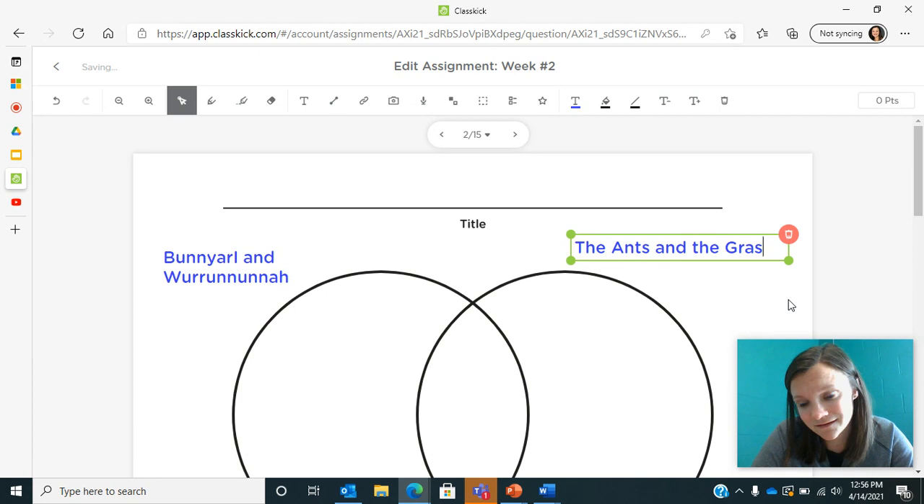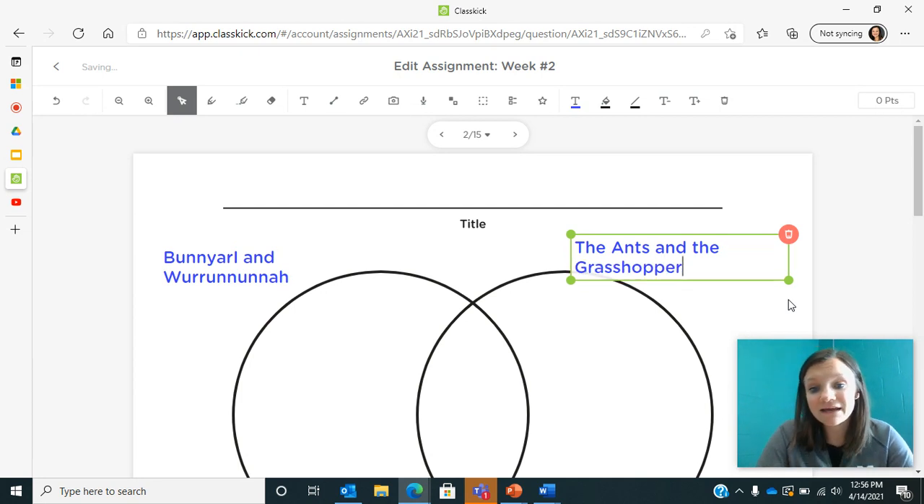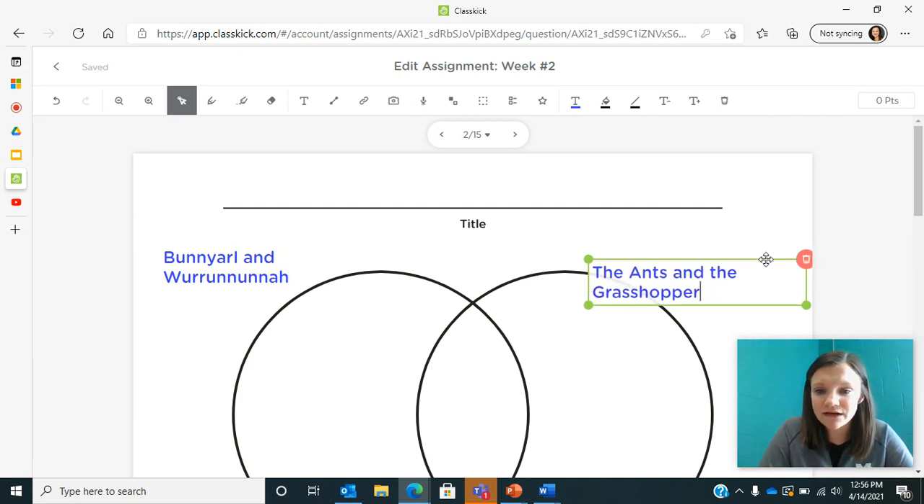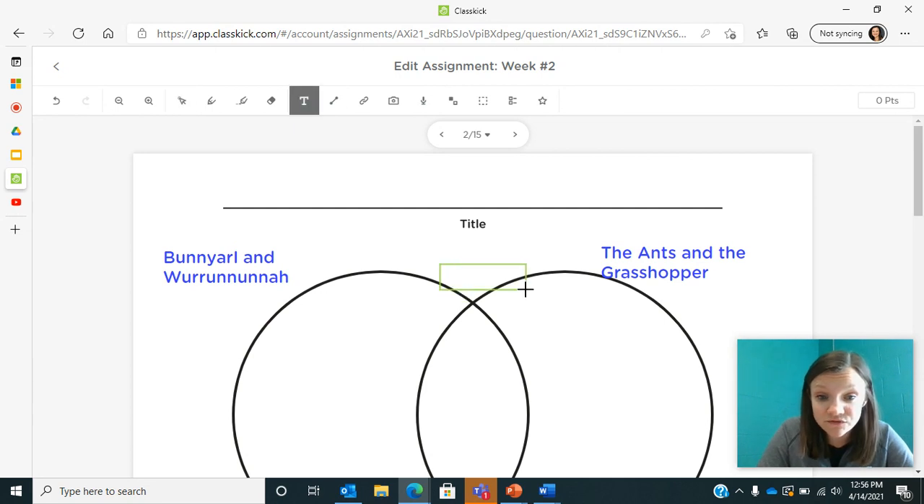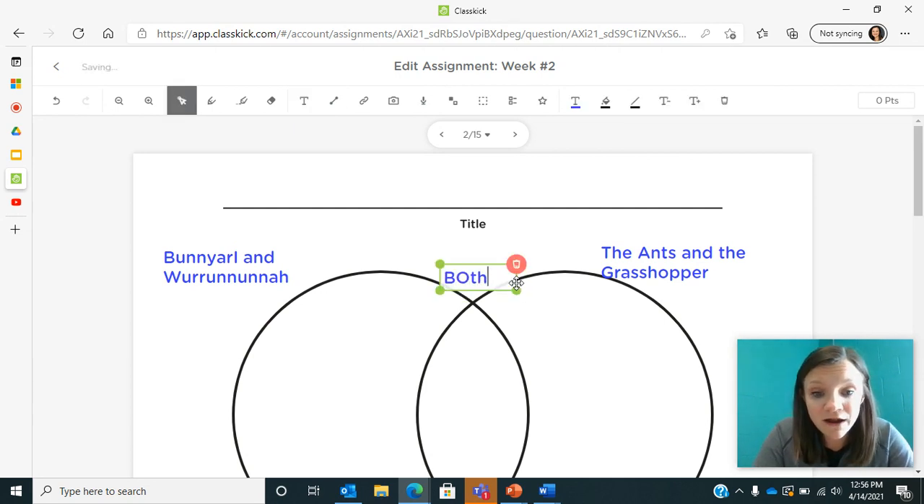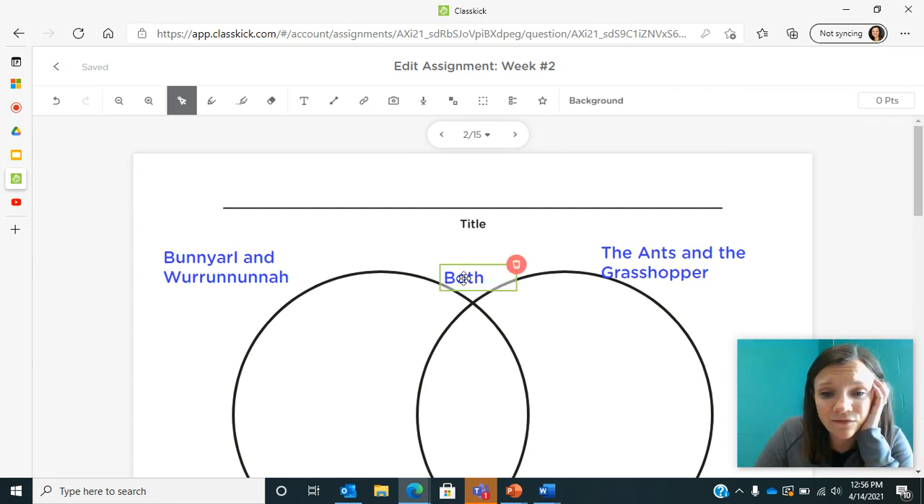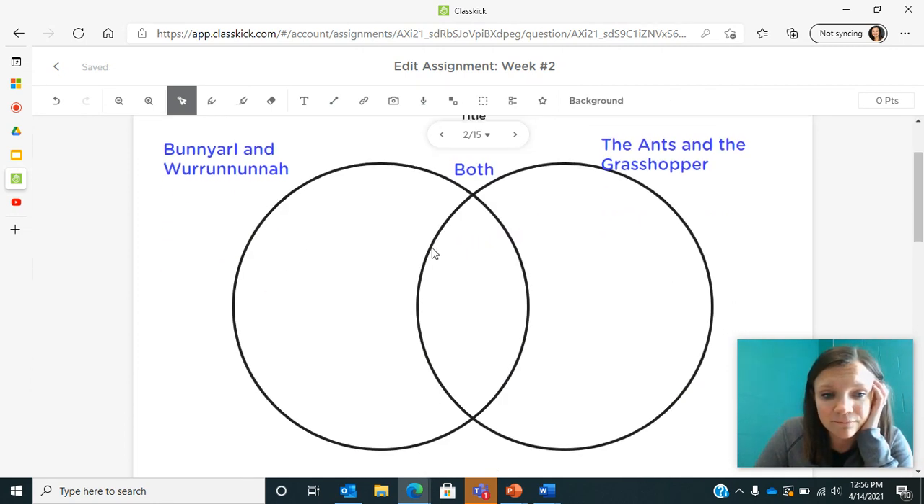Tomorrow we're going to read the ant and the grasshopper. So on this side, we're going to type or write ways that Bunny Yarl and Warrenuna is different. On this side, we're going to write how the ant and the grasshopper is different. But then don't forget where the two circles come together, we're going to put how they are both similar to each other, right? How they are similar to each other.